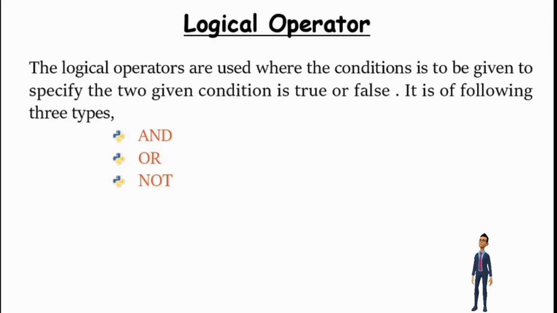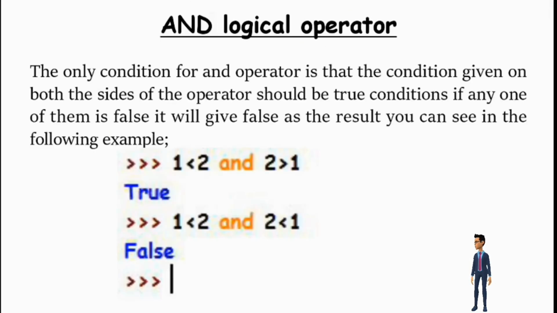Okay, logical operators are used where a condition is to be given to specify whether the two given conditions are true or false. It is of three types: and, or, not. And logical operator. Understand it by a program example. Here too, a situation is given.